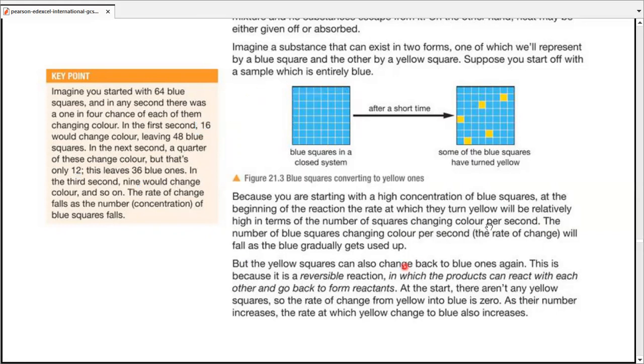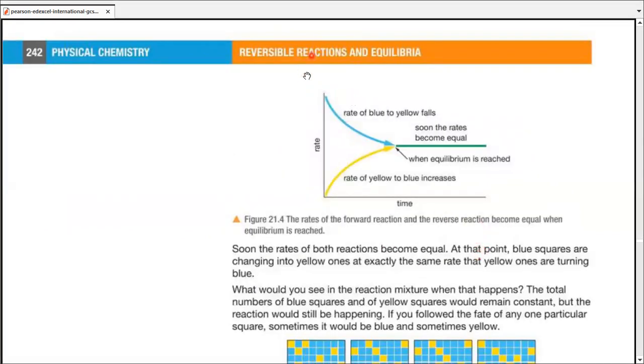Moving on, if we make a graph for it, we understand that according to time, if the rate of blue to yellow falls per unit time, the rate of yellow to blue also increases per unit time. There comes a time when both the rates become equal, and we call that equal point equilibrium. It means the rate of forward reaction and the rate of reverse reaction become equal.